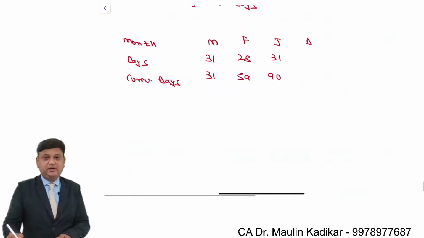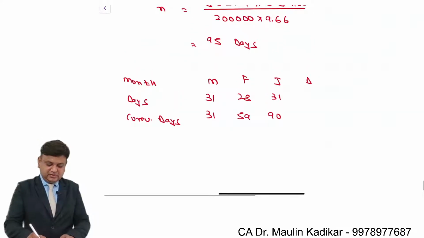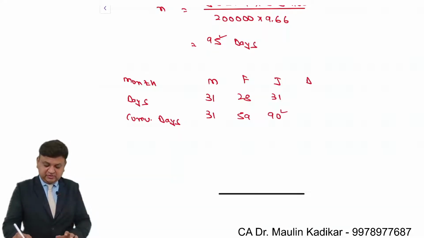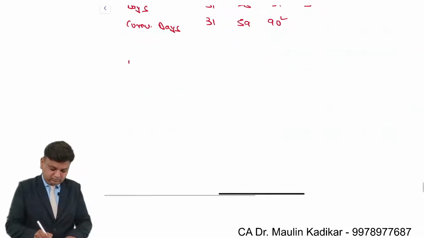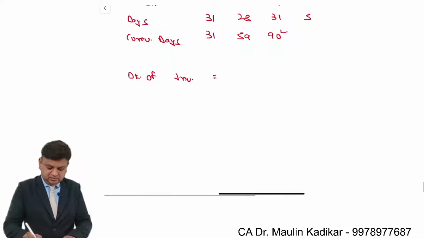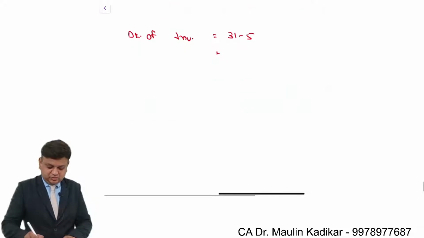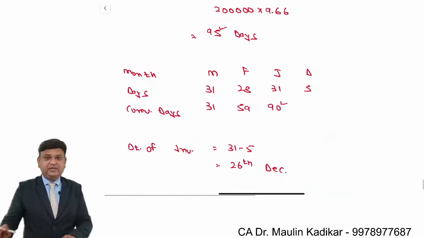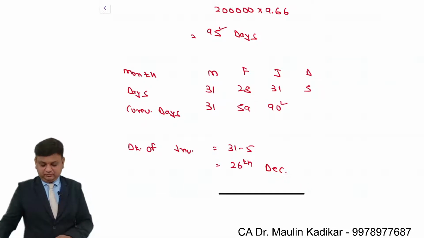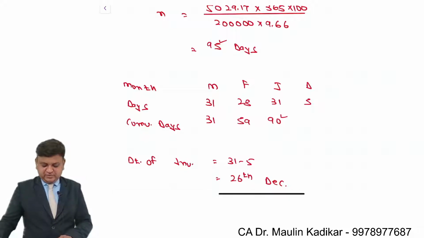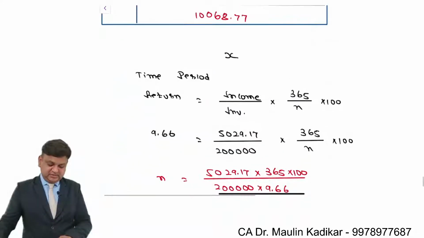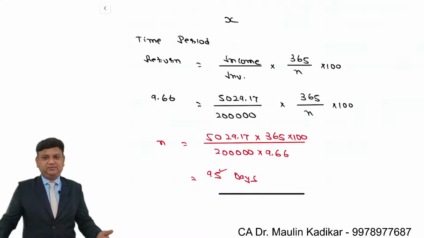December is okay. Now we understand that in the month of December the investment must have been made, because 95 minus 90, so it is 5 days of December. So the date of investment is 31 minus 5, that comes to 26th December. That is the way the number of days can be calculated. This is the way the date of investment is required to be found for mutual fund X, and similarly for Y and Z.